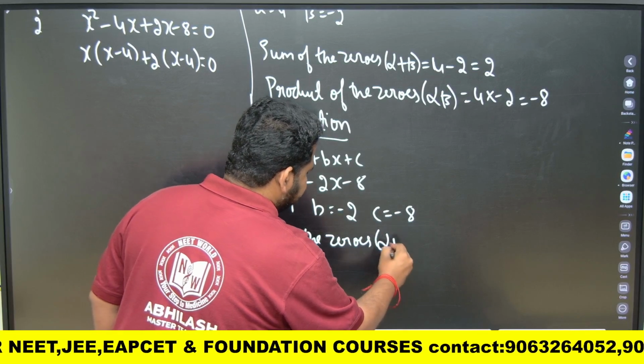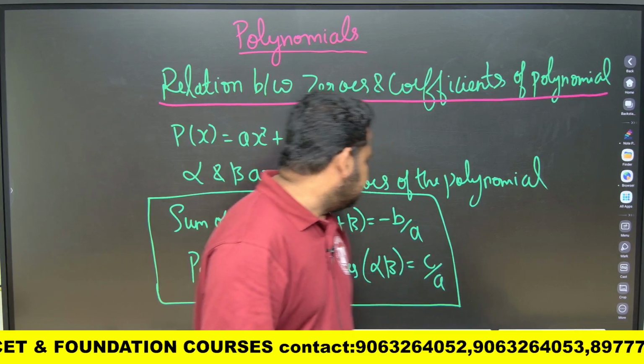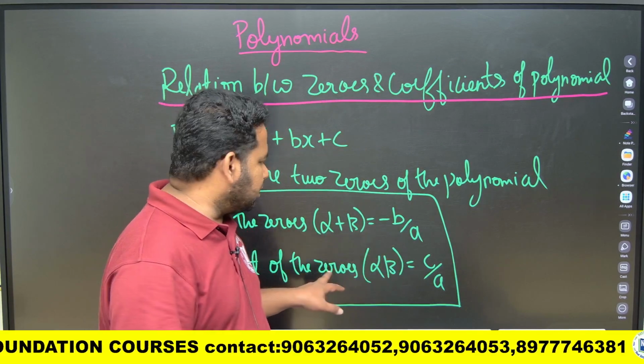Sum of the zeros is alpha plus beta. Alpha plus beta, that formula is what? Sum of the zeros. Here we learnt, sum of the zeros is what? Minus b by a. Product of the zeros is c by a.